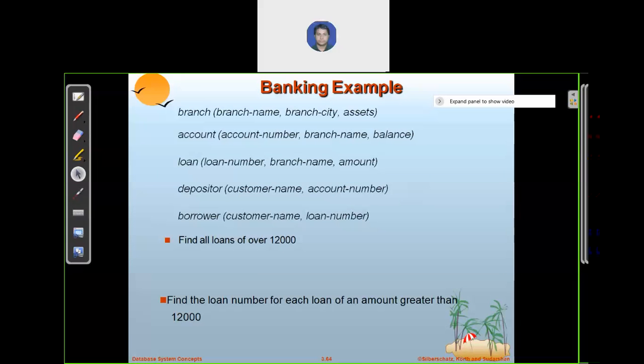So now we will write some queries. We have given one example. In this example we have given some relations, five relations are given with their attributes. Okay. Look at this example carefully. I'm again pausing for a minute, and you just read how many relations we have and what are the attributes of those relations. Okay, please read.